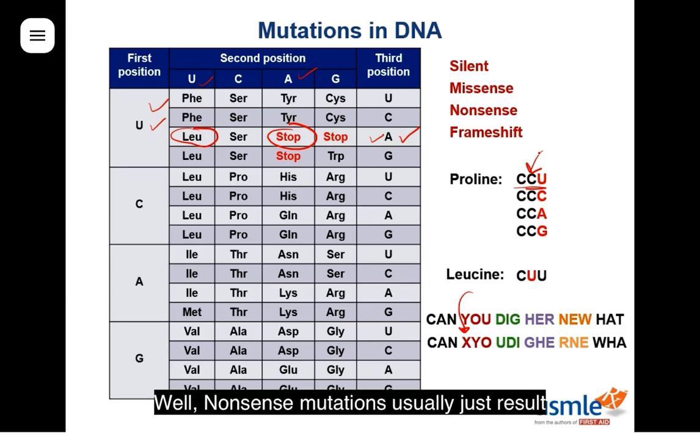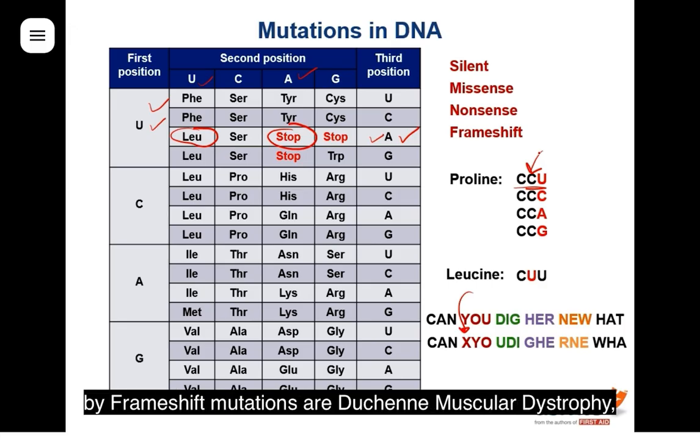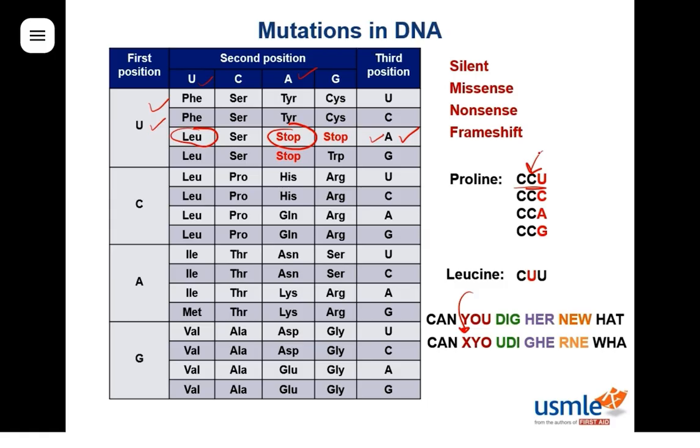Well, nonsense mutations usually just result in less effective or non-functional protein, whereas frameshift mutations result in new amino acid sequences which can take on new functions. And these new functions can really throw off cellular homeostasis, potentially leading to cancer or genetic diseases. And in fact, important diseases that are caused by frameshift mutations are Duchenne's muscular dystrophy, Tay-Sachs disease, and familial hypercholesterolemia.